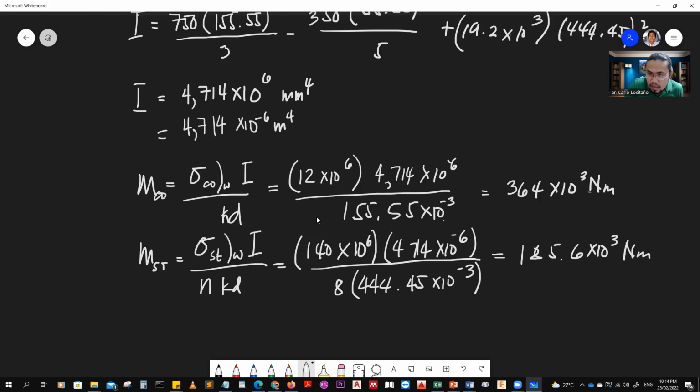We can see that we have this one bigger than the result for the steel. So we're going to make use of this value as our final moment, because at this moment the beam is going to fail. So what more will it be doing with 364 times 10 to the 3? Okay, so we have to choose this moment due to the steel.